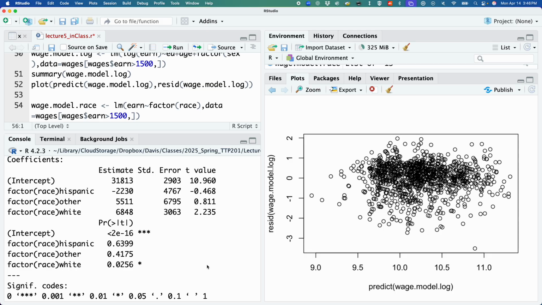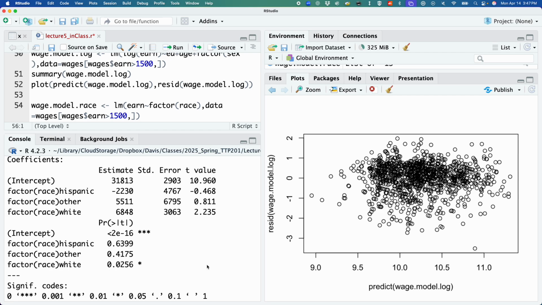Okay, so this is just races. We have an intercept, Hispanic, other, and white. So, who wants to help me out here and help me interpret these coefficients? In the back. They're all relative to, basically how much more you make relative to someone who's... Yep.